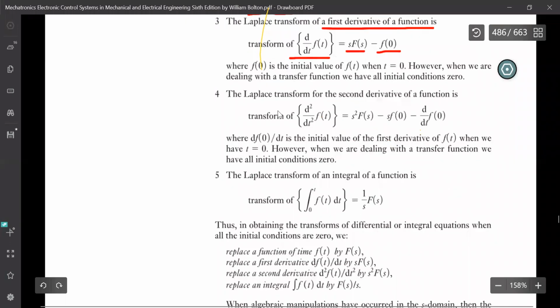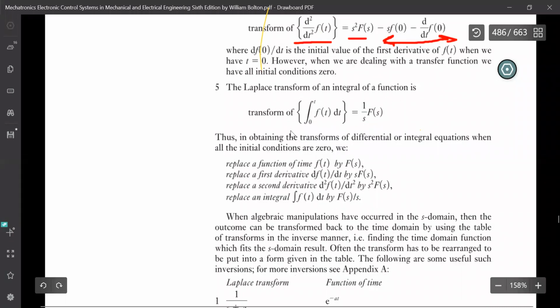Similarly, if you have a second derivative, which you can see over here, then this would be s square F(s) minus s f(0) minus f'(0). Again, these two do not have any meaning over here. Okay, so you are left with s square F(s). So you have the double differentiation, and similarly a single differentiation. For a single differentiation, it will be s times F(s). For the second derivative, it will be s square F(s).